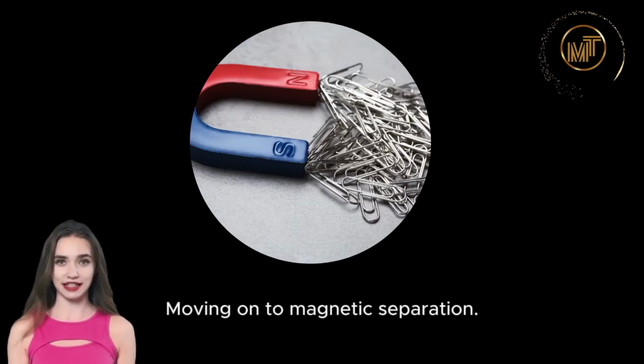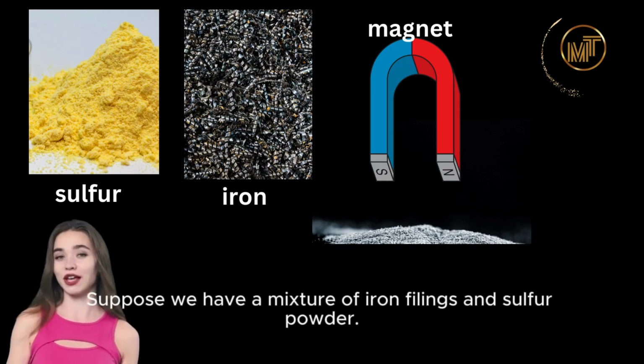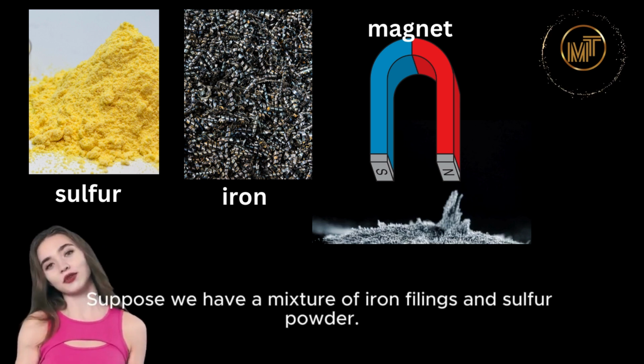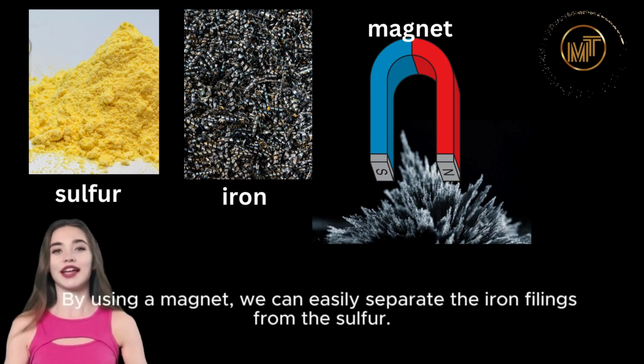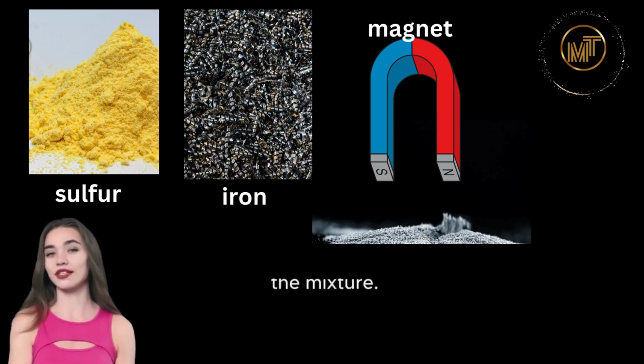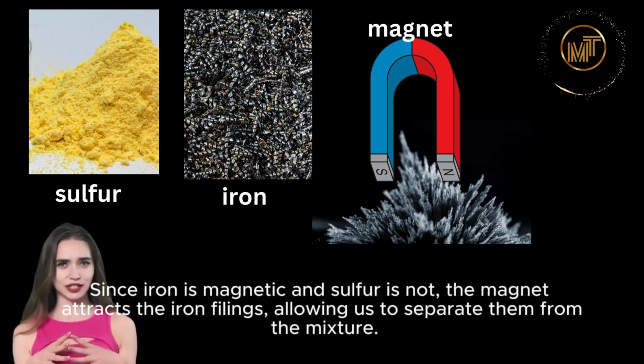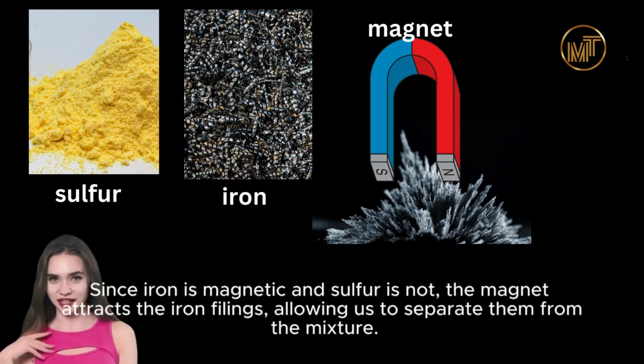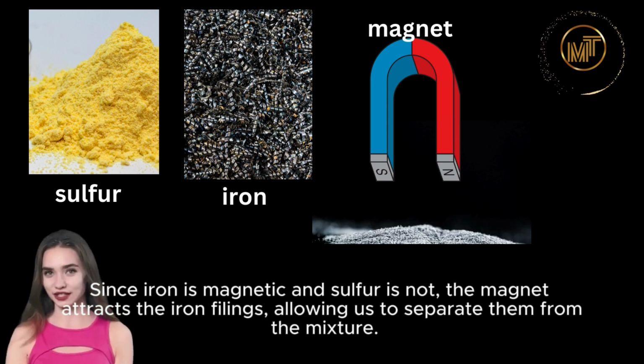Moving on to magnetic separation. Suppose we have a mixture of iron filings and sulfur powder. By using a magnet, we can easily separate the iron filings from the sulfur. Since iron is magnetic and sulfur is not, the magnet attracts the iron filings, allowing us to separate them from the mixture.